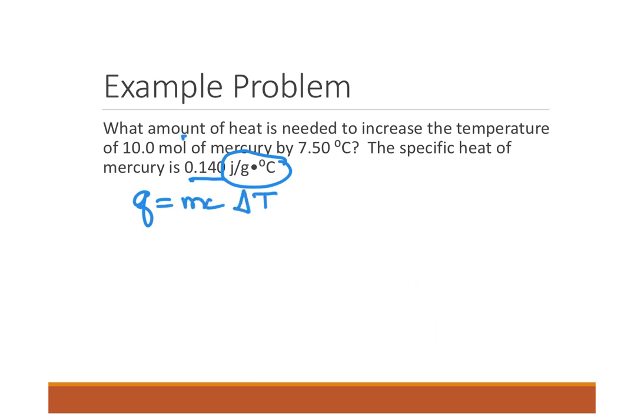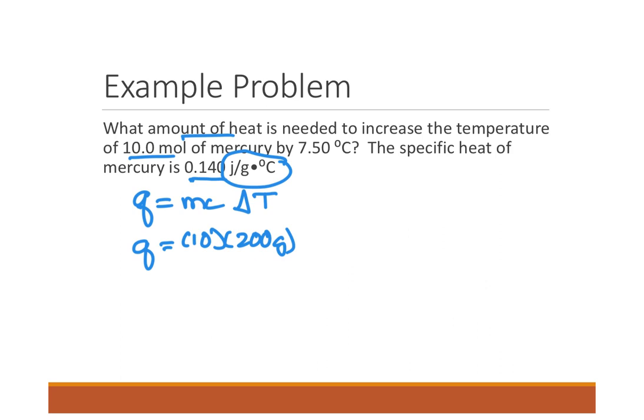So Q is the amount of heat. We're trying to figure that out. We have 10 moles. Well, what's the mass of 1 mole of mercury? Going back to the periodic table, you'll find that 1 mole of mercury is 200 grams. So we're going to start off with 10 times 200 grams. That will give the molar mass of those 10 moles.